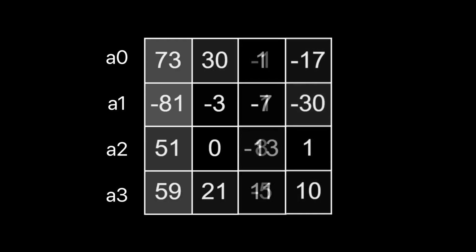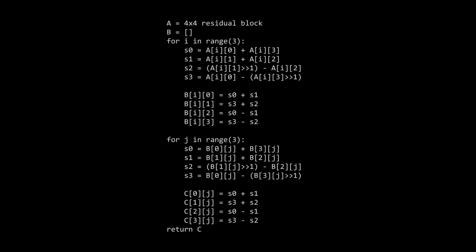To finish the transformation, transform the columns based on the coefficients we obtained earlier. We are left with a 4x4 block of coefficients that have been transformed and transformed again. Here is the full transformation code.